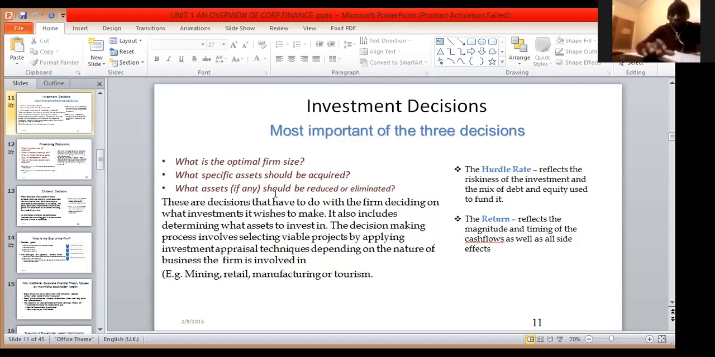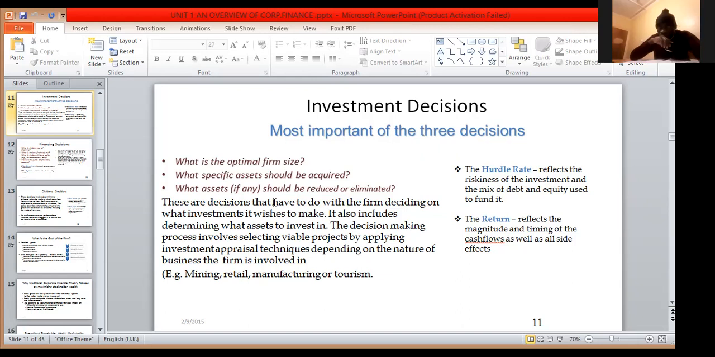You must also look at what assets, among the assets that you have, if any, should be reduced or eliminated. Sometimes firms are keeping assets that should not be kept. Sometimes firms are busy buying assets which should not be bought. It's because there are poor investment decisions.